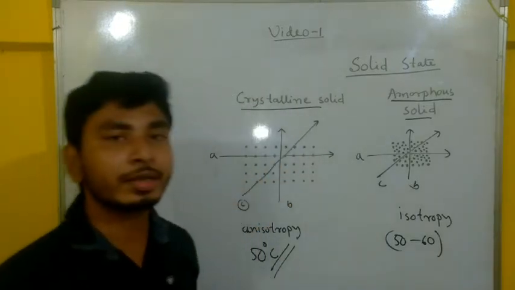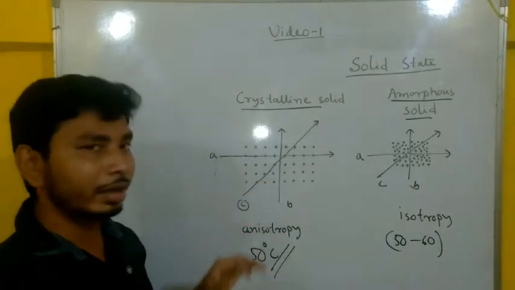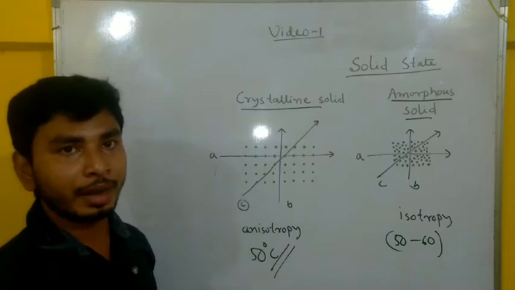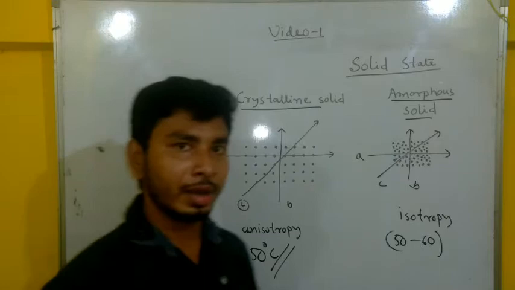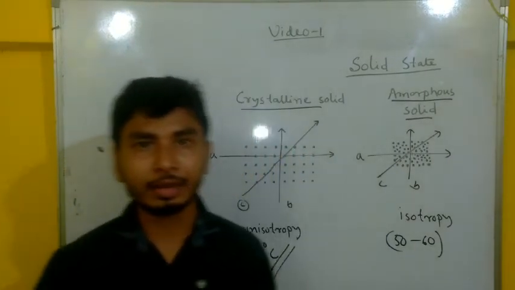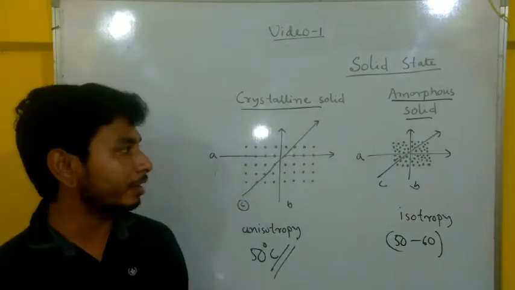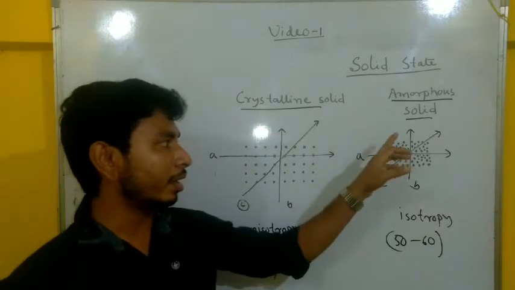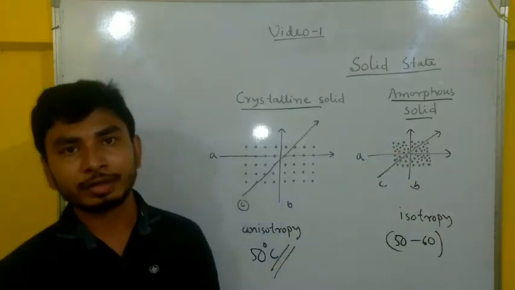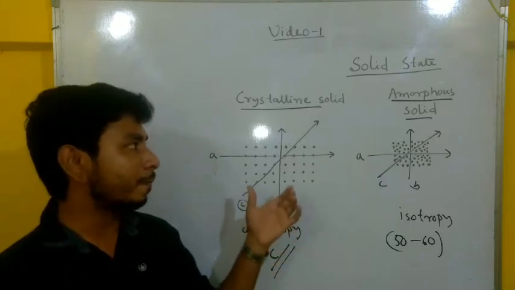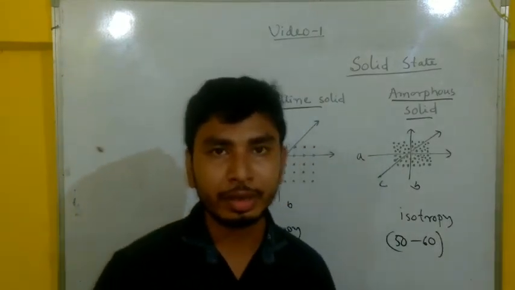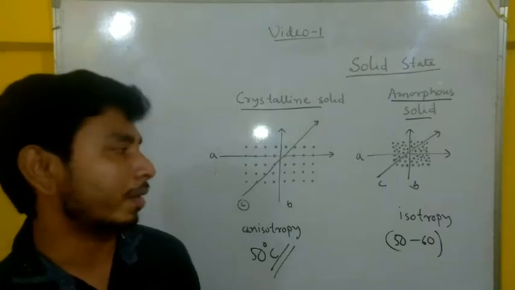Next point of difference is that when crystalline solid breaks, it breaks with sharp edges. But amorphous solid, when it breaks down, does not break down with sharp edges. So these are some points of difference between crystalline solid and amorphous solid.